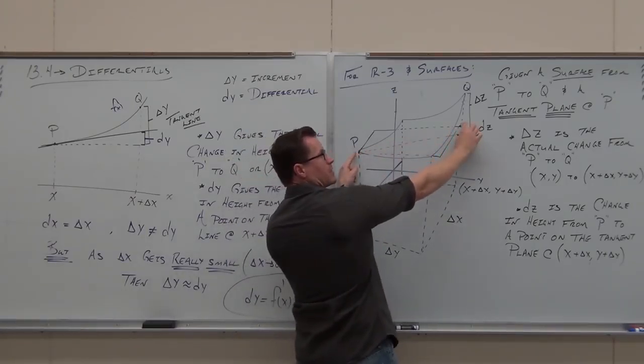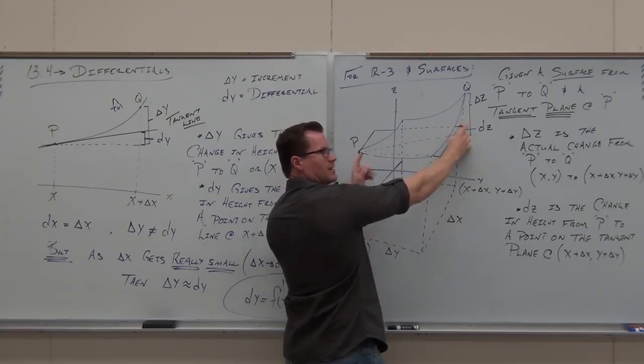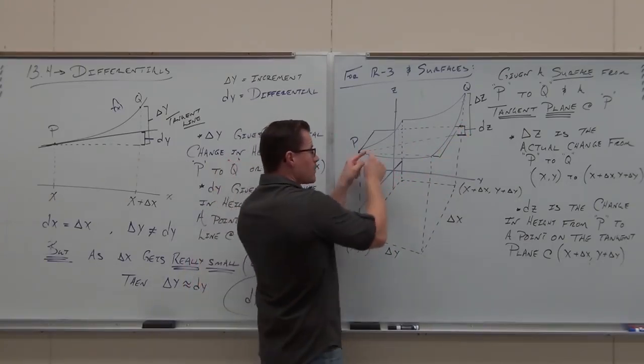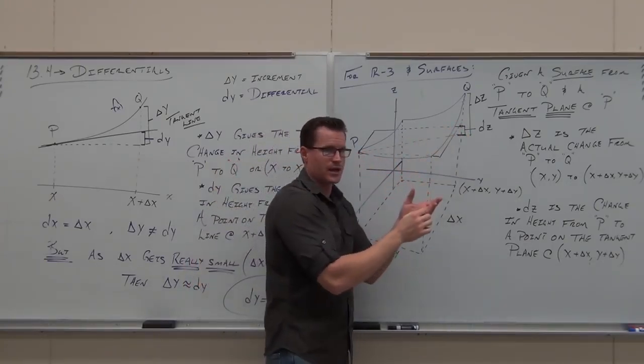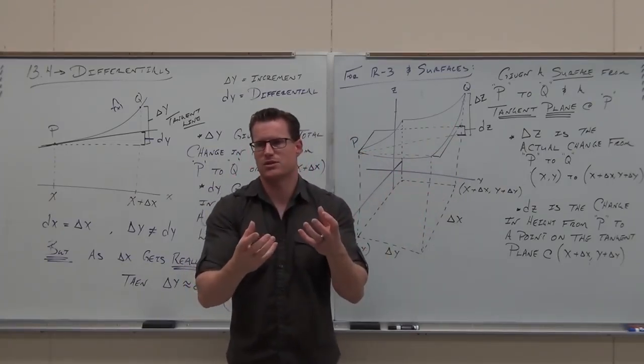That's on the tangent plane. I know they're close. But from P to the point on the tangent plane, how far am I moving in the x direction? How far? Delta x. How about in the y direction? Delta y. So the change in x from here to here is delta x. There's no difference between them, I should say.